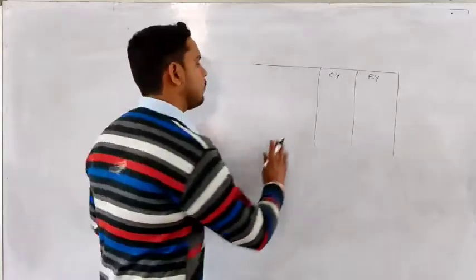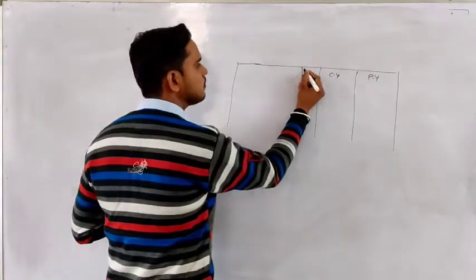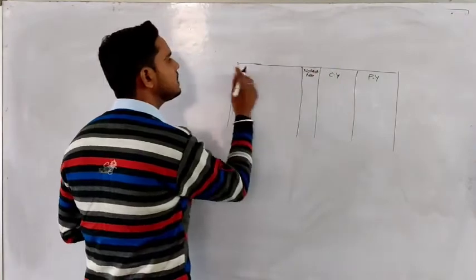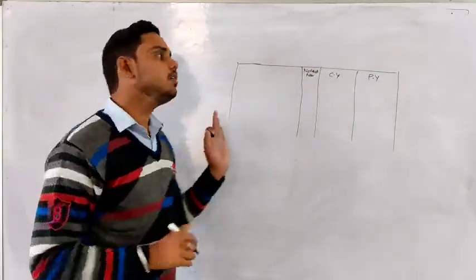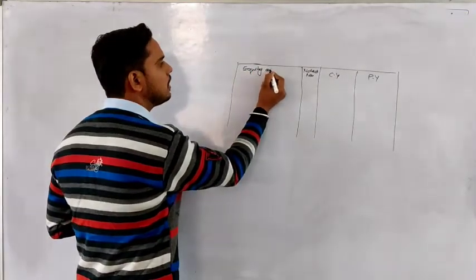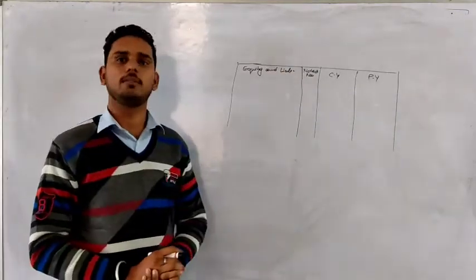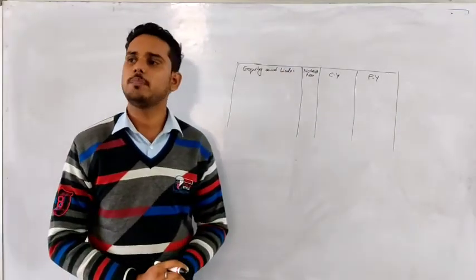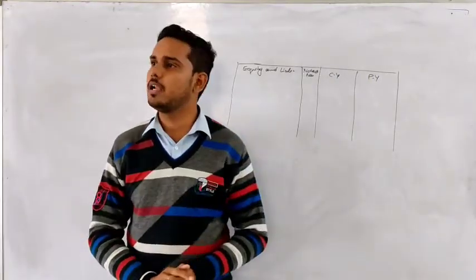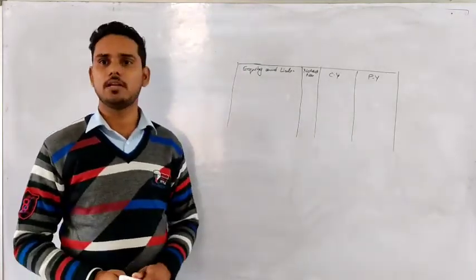For the other columns, one column will be for the note number, which is also known as notes to account. Here, firstly, we will write all the liabilities, but in case of a company, the name of this side is not only liability but equity and liability. In case of partnership and sole proprietorship, the left side of the balance sheet is known only as liability, but in case of a company, that side is known as equity and liability.